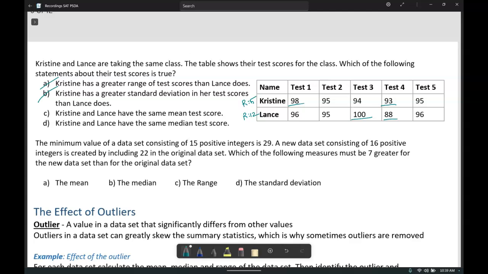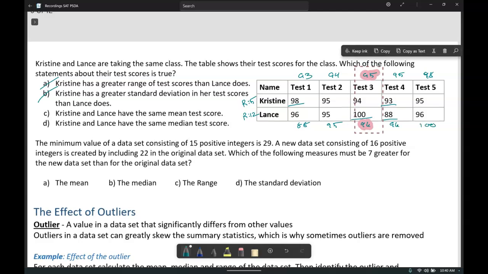Christine and Lance have the same median test score. Well, if we take their values, Christine's lowest score is 93, then a 94, 95, 95, and 98. We see Christine is much more consistent. Lance is 88, and then 95, 96, 96, and 100. Here are their median test scores, and those aren't the same. So we know that that one is wrong. And the correct answer is C.